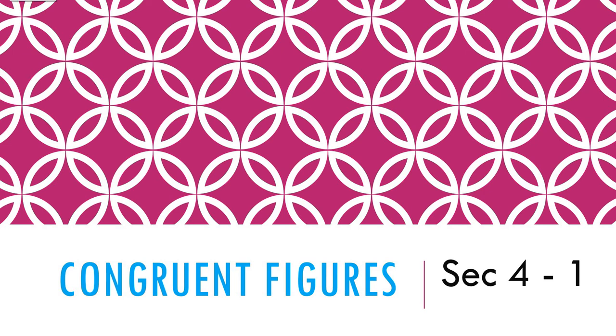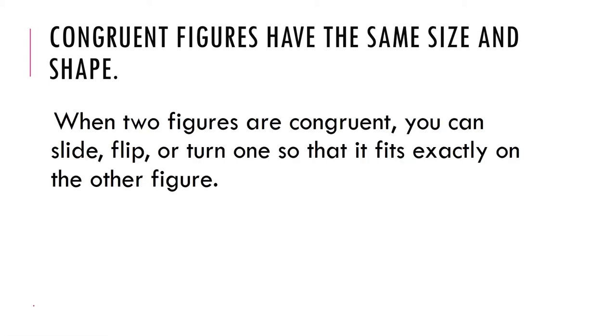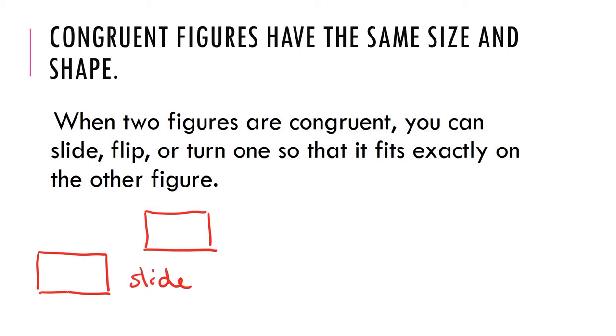Section 4-1 is congruent figures. Congruent figures have the same size and shape. When two figures are congruent, you can slide, flip, or turn one of them so that it fits exactly on the other figure. For example, this rectangle, I can slide and it will fit exactly on top of the other one.